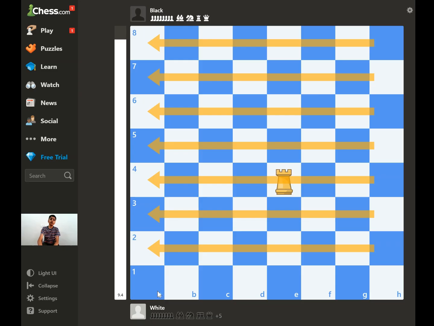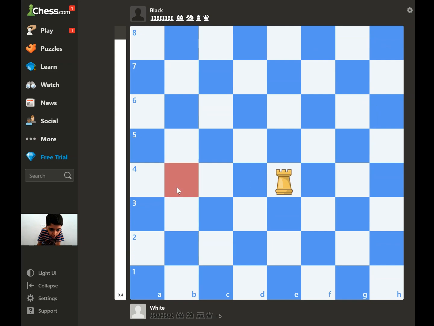Like I have highlighted, I've drawn these arrows. These squares on each horizontal row, whatever you say, these rows in chess are called ranks. So if you want to say that this rook is on the fourth rank, it's on the fourth row.